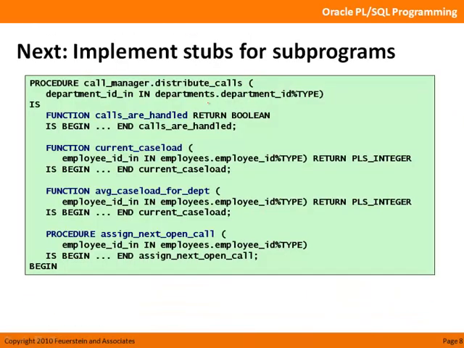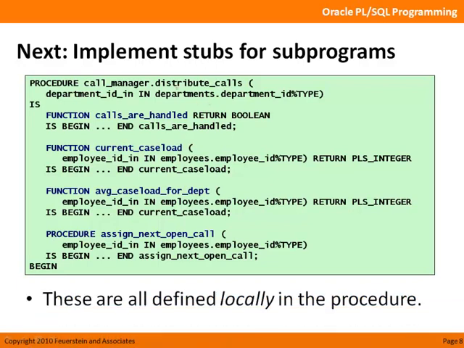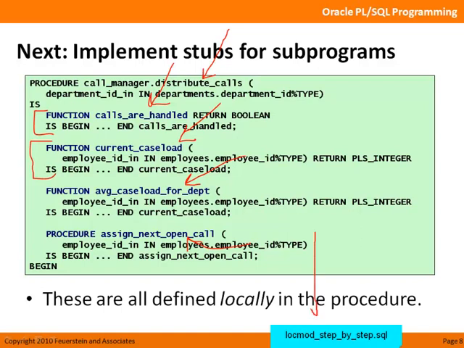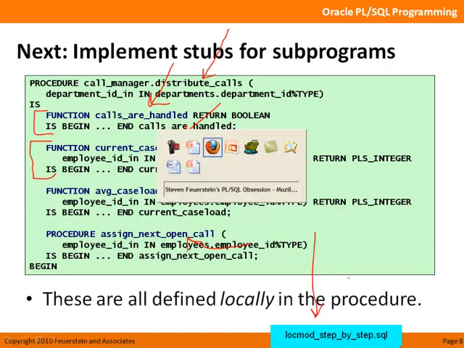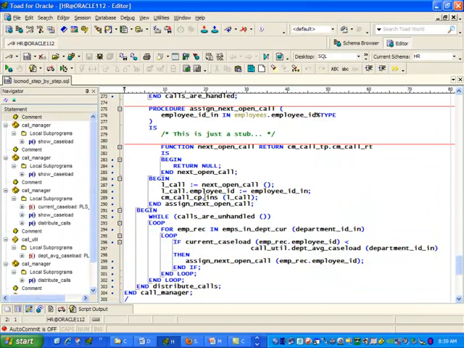Then let's think about some implementation. So the first thing I'm going to do is very simply add a stub into my main program, distribute calls. Add a stub definition for each one of my subprograms. Here's calls are handled, current caseload, average caseload for department, next open call. Let's take a look at this in actual code. So locmod, local modules, step by step. This file is in your demo zip.